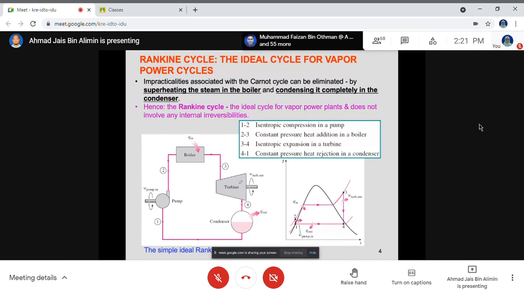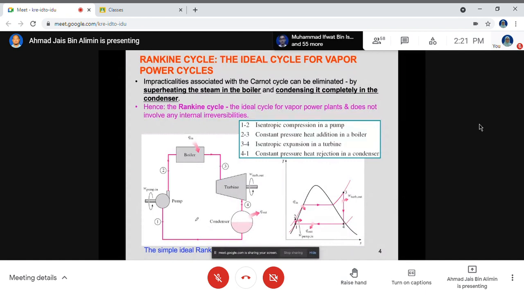Apa komponennya ada, so kena melukis lah. Ada condenser, ada pump, ada boiler dan turbine. Condenser ni yang akan membantu penukaran daripada wap kepada air semula. Dan pump ni kerja yang kita bekalkan untuk menghantar air masuk ke boiler supaya boiler boleh melakukan proses pertukaran fasa air menjadi wap. Dan wap tersebut akan run turbine. So the steam will run the turbine.